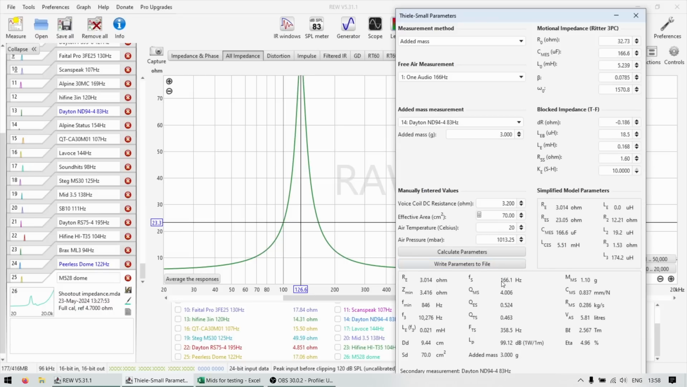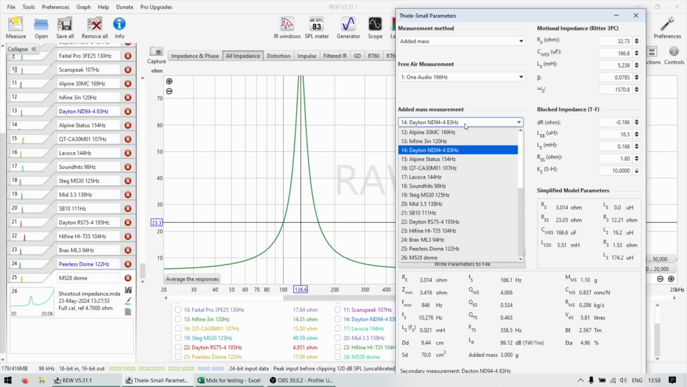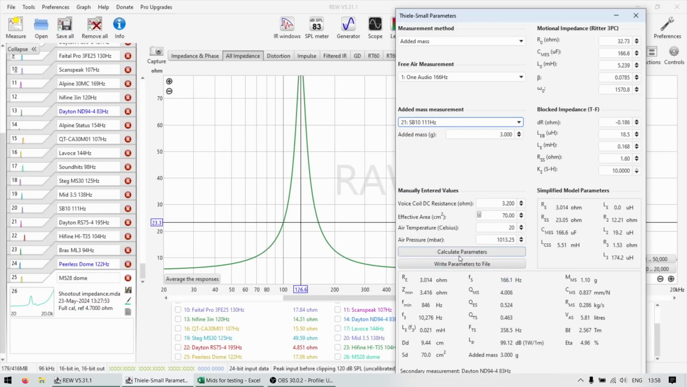So FS is not going to change, doesn't matter what kind of thing I'm going to choose, because FS, again, is only from this. Exactly the same QTS, and exactly the same LE. So these three things are calculated by REW from this one single impedance graph. If you want to know moving mass, CMS, VAS, and all the other stuff, you will need a second measurement with either added mass or a sealed box.